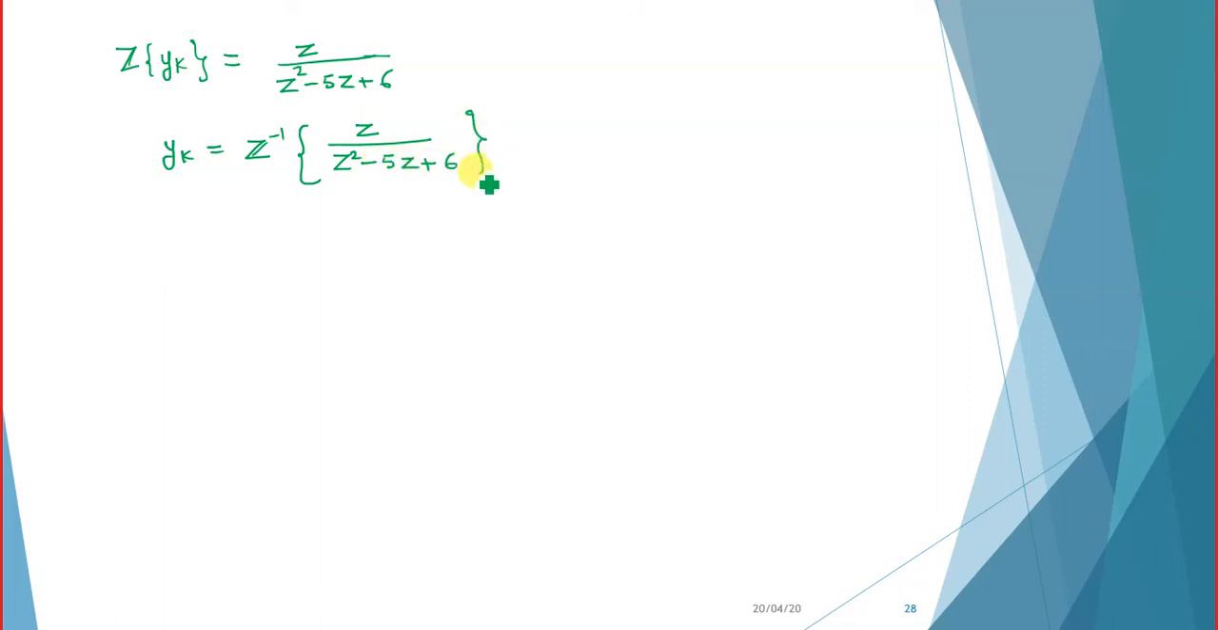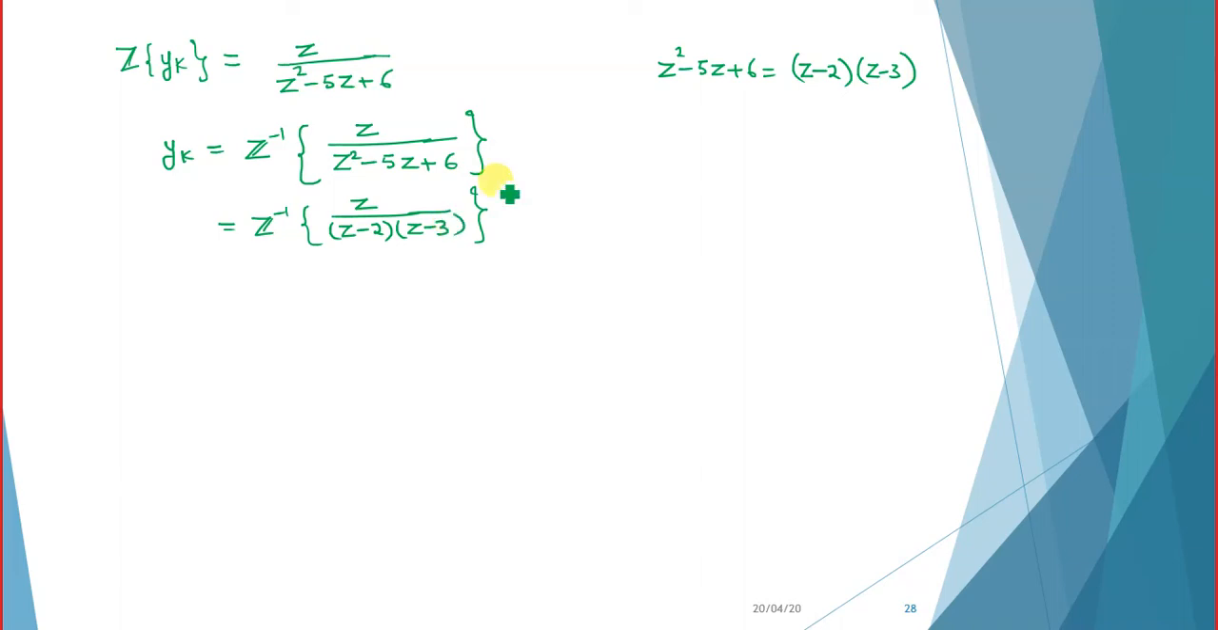Now see, in this case, when you have to take inverse Z transform, you have to make factors of this first. So we know that z square minus 5z plus 6, we can write it as product of two brackets, z minus 2, z minus 3. So this will be inverse Z transform of z over (z minus 2)(z minus 3). Now it means it's a product, we have to use partial fraction. Now for partial fraction, we are keeping one z safe.